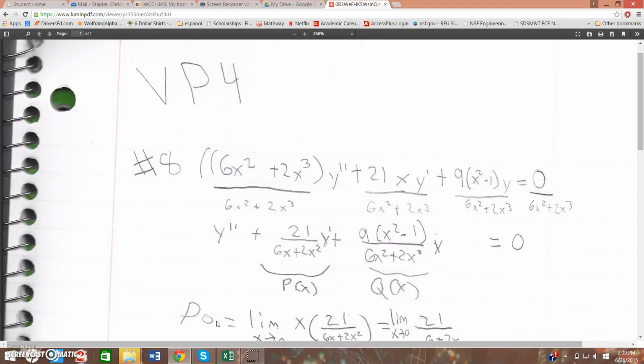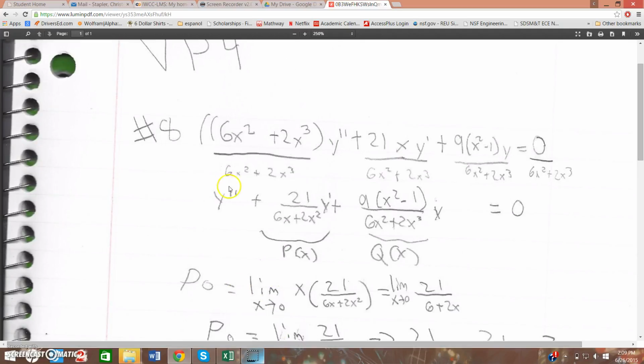And so we're given this equation: 6x squared plus 2x cubed y double prime plus 21x y prime plus 9 times x squared minus 1 y equals 0, and we're asked to determine whether x equals 0 is an ordinary point, a regular singular point, or an irregular singular point.